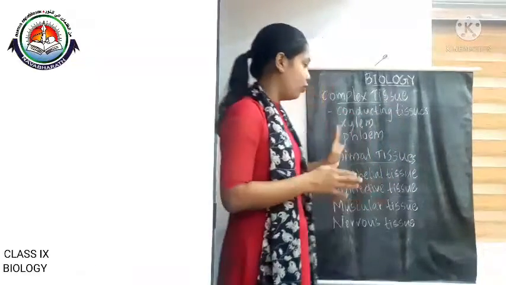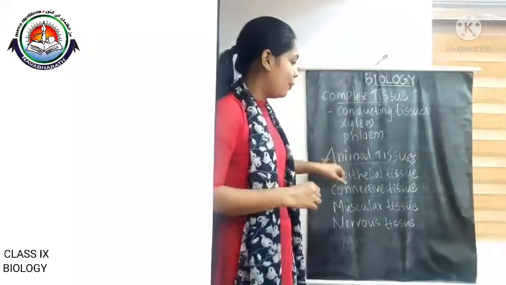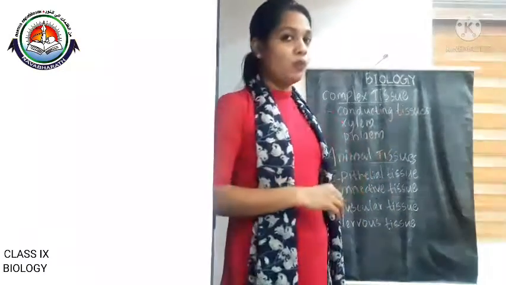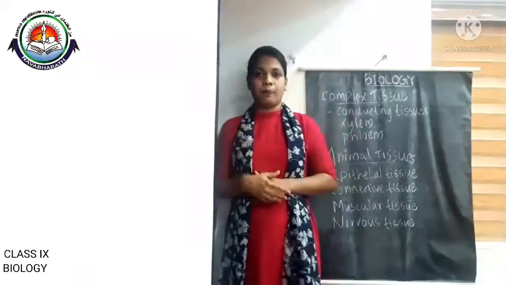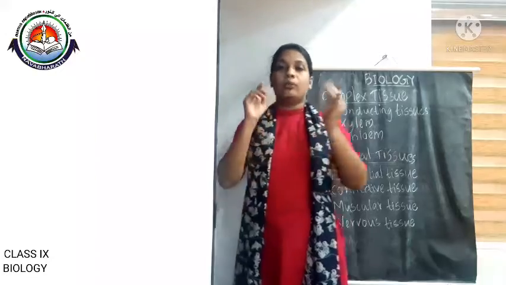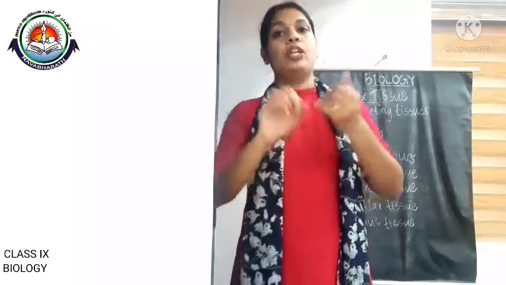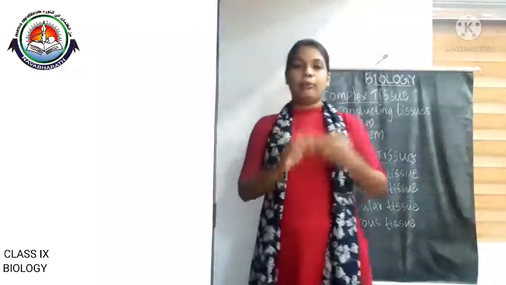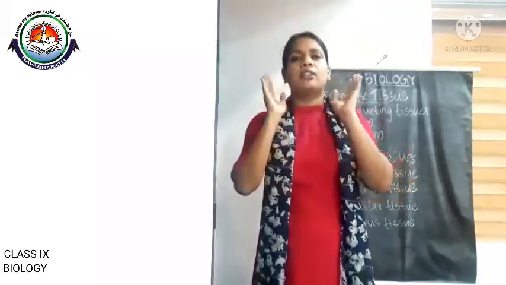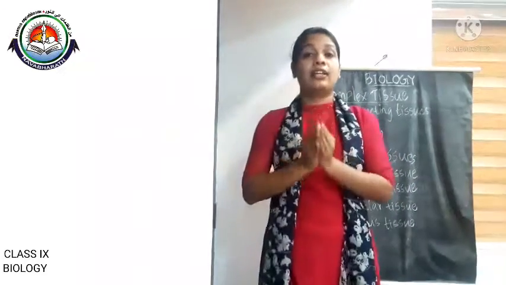So we have studied four different animal tissues, which are epithelial tissue, connective tissue, muscular tissue and nervous tissue, and among these four there are different types present. This chapter also includes plant tissues like meristematic tissue, simple permanent tissue, and complex tissue. Among simple permanent tissues are parenchyma, collenchyma and sclerenchyma, and complex tissues are xylem and phloem. Then animal tissues are these four. This is a very small and simple chapter, so study this thoroughly.